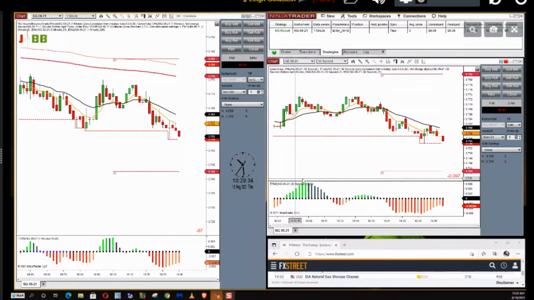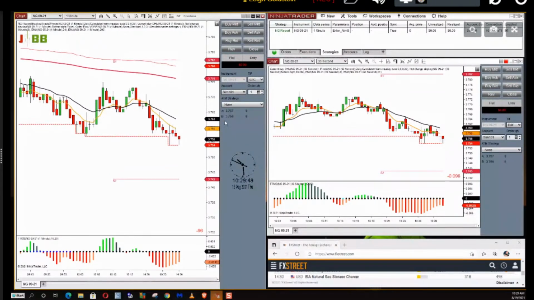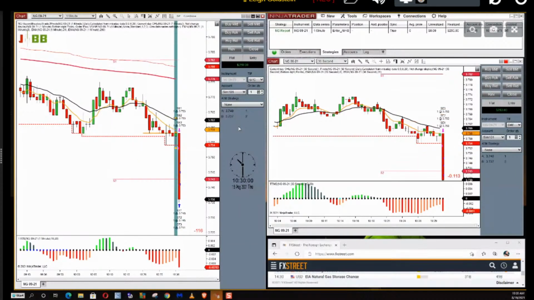So a couple of things we're looking at. What's natural gas? Is it going to work with FX Street? Is it going to update right away? That's what I want to see. Oh man, that was a perfect trade. It did not update.